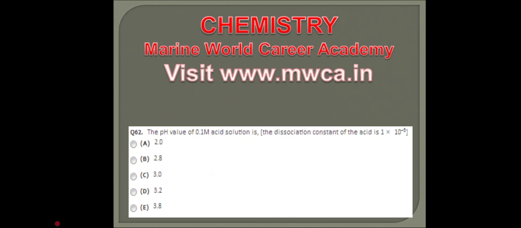Question number 62. The pH value of 0.1 M acid solution is, it's given the dissociation constant of the acid is 1 into 10 to the power minus 5. Option A is 2.0, option B 2.8, option C 3.0, option D 3.2, option E 3.8.